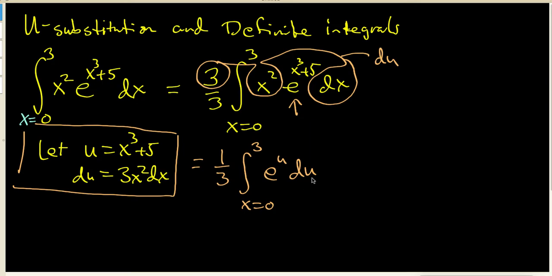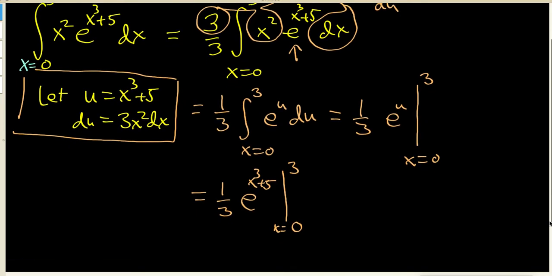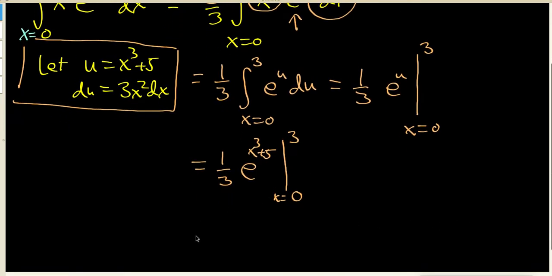So to keep going, this is an easy integral. We have 1/3 times e to the u evaluated between x goes from 0 to 3. And now, of course, this is particularly easy because all I have to do is remember that u is just x cubed plus 5. So the next step in this particular problem is that I'm looking at 1/3 times e to the x cubed plus 5, and I want that to go between x is equal to 0 and x is equal to 3. And now it's just a matter of plugging in the numbers and putting in the minus sign.